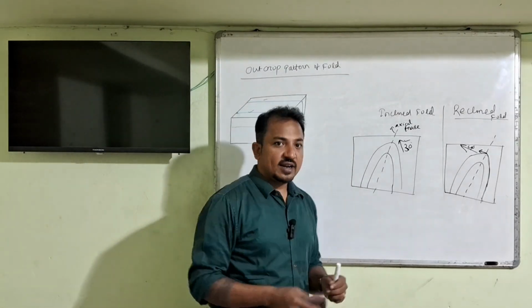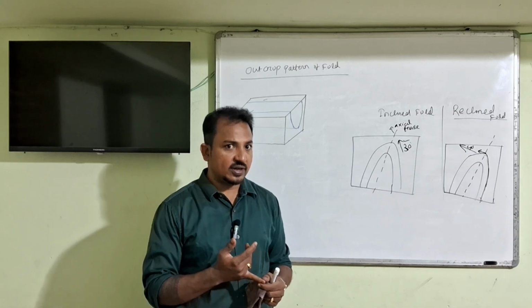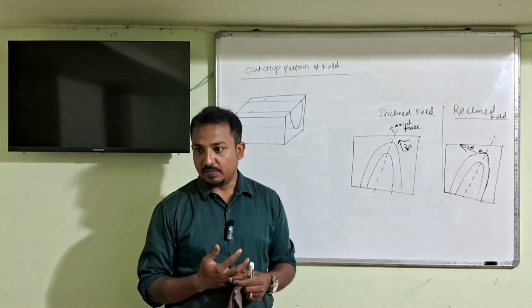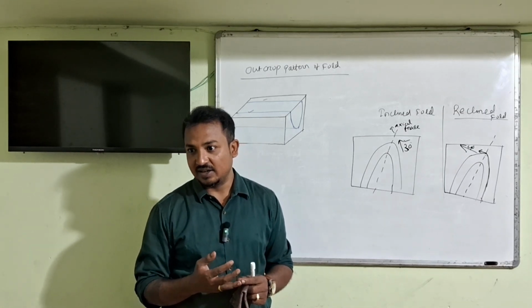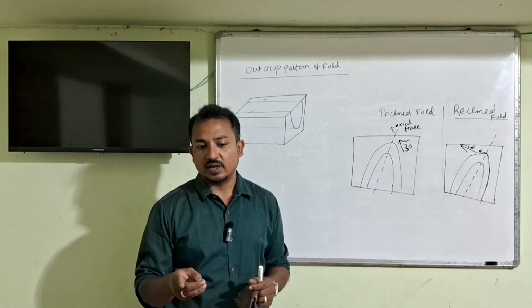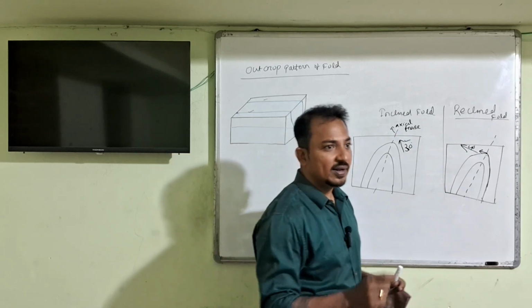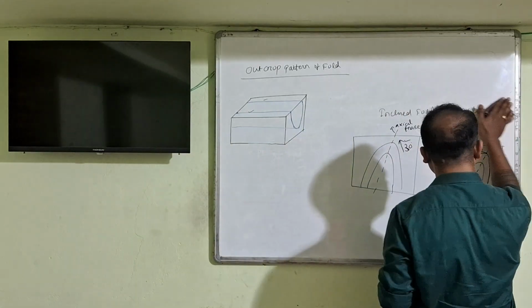So this is your inclined and reclined fold. Also write down: in a recumbent fold, you will get a horizontal fold axis and a horizontal axial plane, but the plunge never exceeds 10 degrees. Plunge is always less than 10 degrees. You will also study it in a PYQ classification, where the plunge of the recumbent fold is less than 10 degrees.